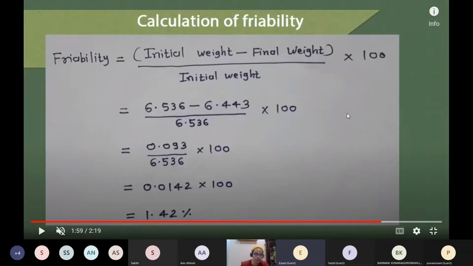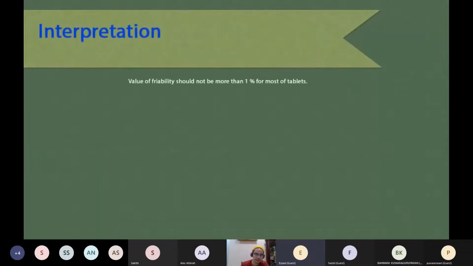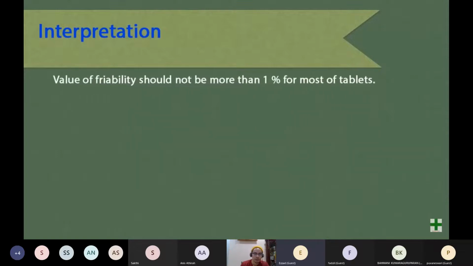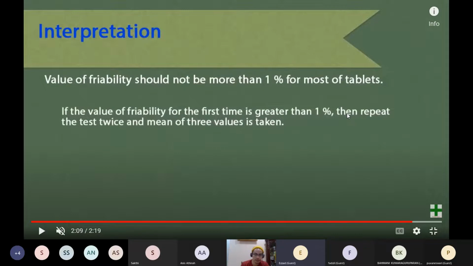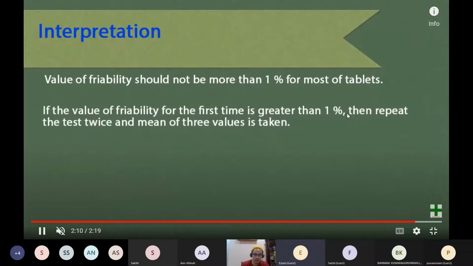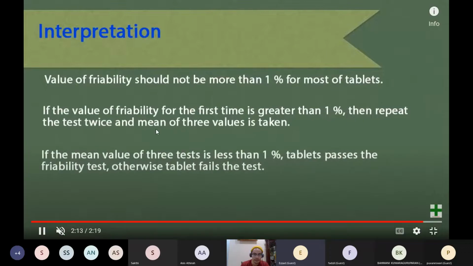Okay, 1.42%. So how do we know whether it passes or fails the test? We look at the specification. The value of friability should not be more than 1% for most tablets. If the breakage is more than 1%, it means the tablet fails the friability test. In case it fails, the second point says, if the value of friability is greater than 1%, then repeat the test twice. That means you choose and weigh 6.5 grams of tablets again, do the test once more, then weigh the final weight. Do it twice and take the mean value.